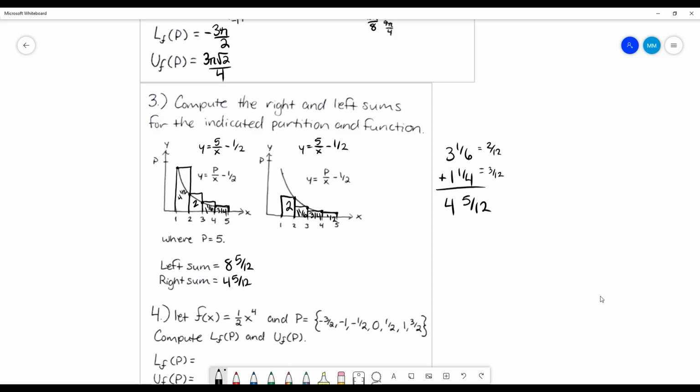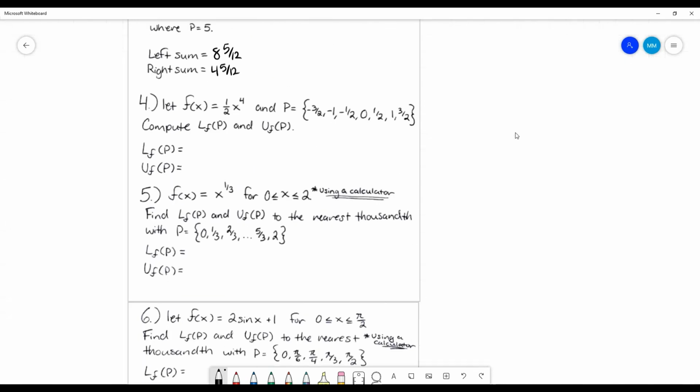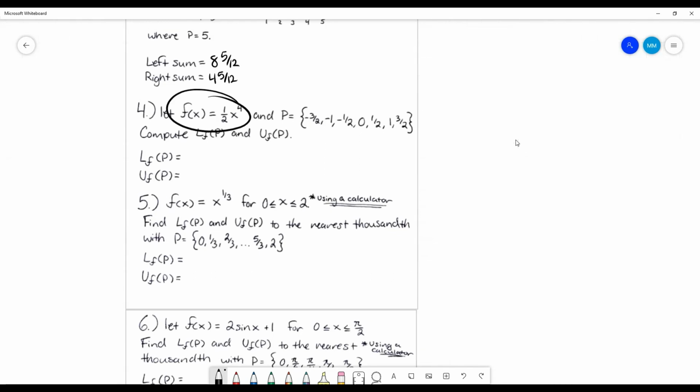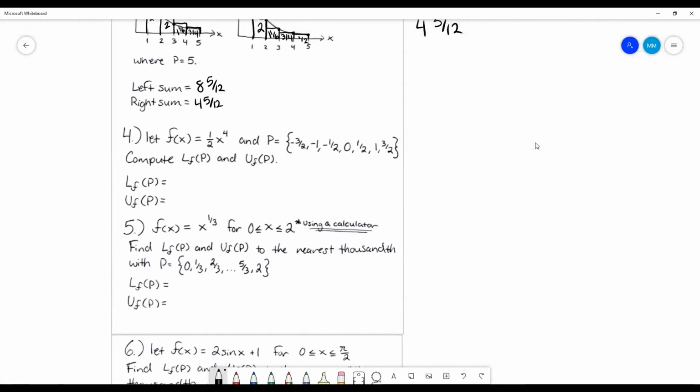Okay, on to number 4. So we're given another function, and we want to compute that lower and upper sums again. So they've given us a partition here, and we can see from looking at this that they're all 1/2 apart, so we can actually just factor that out like before. So it's going to be, let's start with that lower sum. It's going to be 1/2, and then factor all that out.